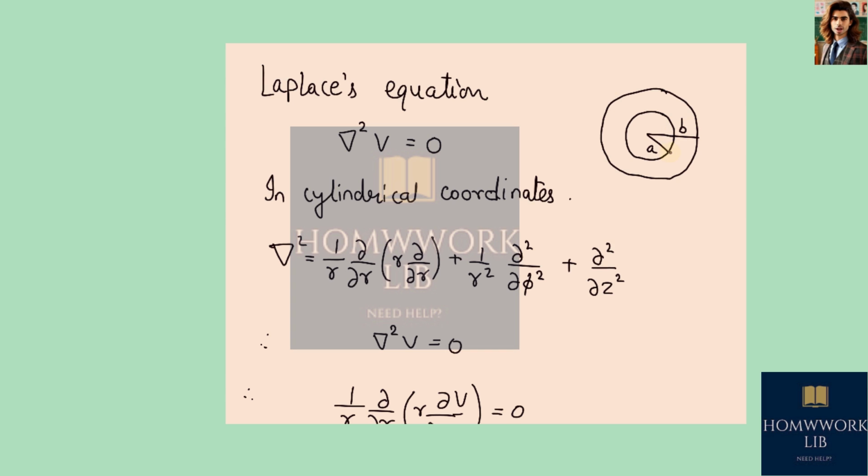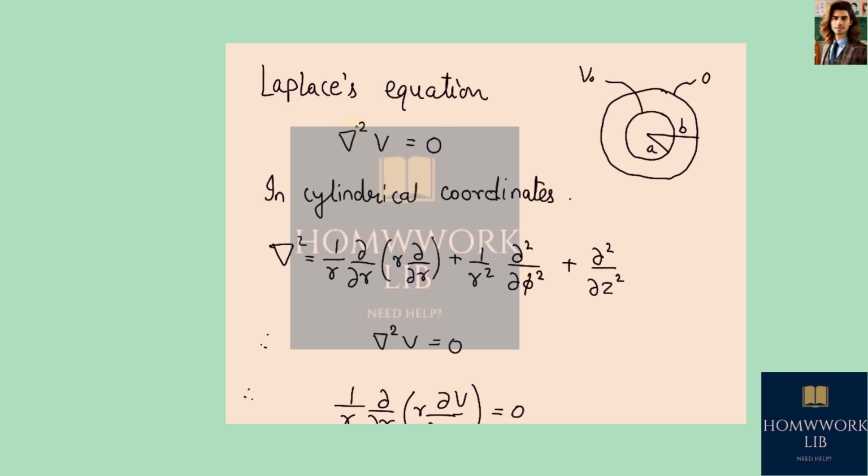They have given one boundary condition: the inner and the outer conductor are at potential. So this is at potential V naught and this is at potential 0. We have to determine the electric potential and the electric field strength.